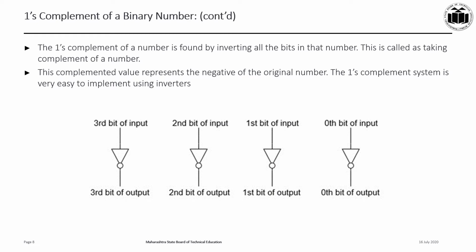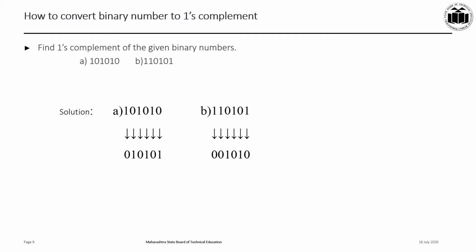This you can see with the help of the diagram. Supposing you have a 4-bit number, then each bit can be given to an inverter, and what output you will get will be the ones complement of that number. So ones complement system can be implemented with the help of inverters. How can we convert a binary number to ones complement? Let us take an example.